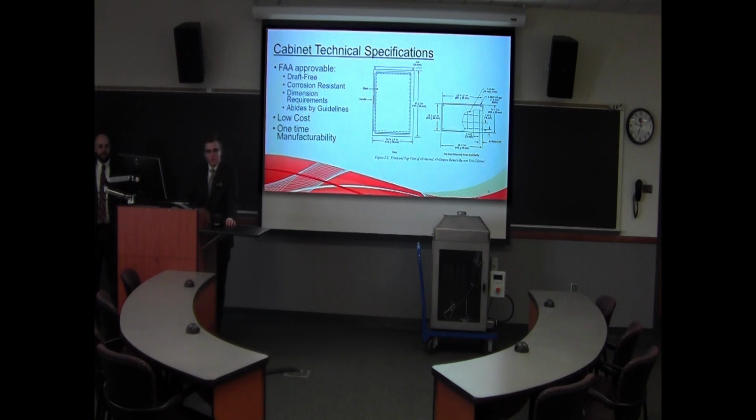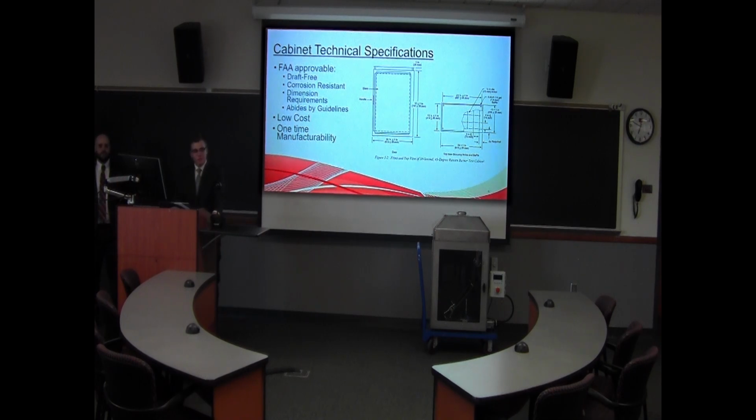The big thing when we were doing this project is we need to make sure that our cabinet was FAA approvable. The FAA gives us a set of guidelines and technical specifications that we need to meet in order for our cabinet to be certified to produce accurate experiment testing. Some of these guidelines include draft-free, so the Bunsen burner flame needs to be a steady burn. We also need a corrosion-resistant bottom. There is dripping flammable material from the cabinet that can possibly fall onto the floor, so the FAA requires that we have a corrosion-resistant bottom. However, we made the whole cabinet corrosion resistant with stainless steel, as I'll get into in a little bit.